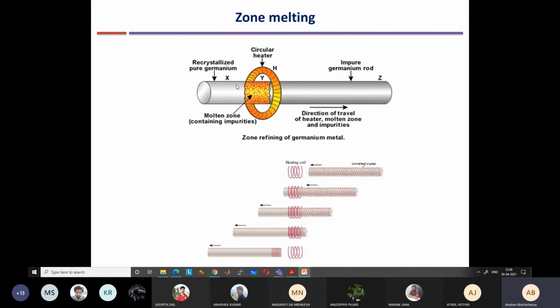So if you want to remove these impurities, one option would be to melt the entire material and then remove the impurities and then again resolidify it. But it's a very costly, or very cumbersome process, because you have to melt the entire material, remove the impurities, and solidify the pure material. So instead of that, by using a clever mechanism, what we can do is, let me just first explain the process.